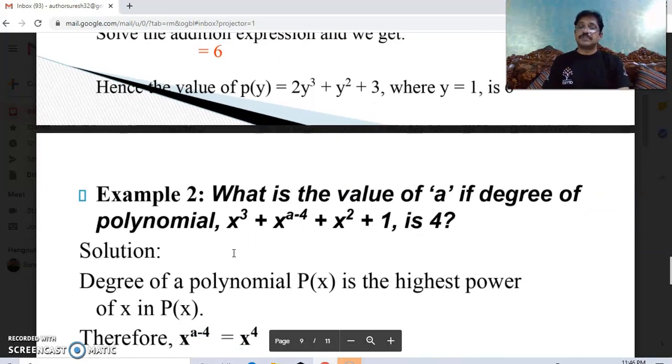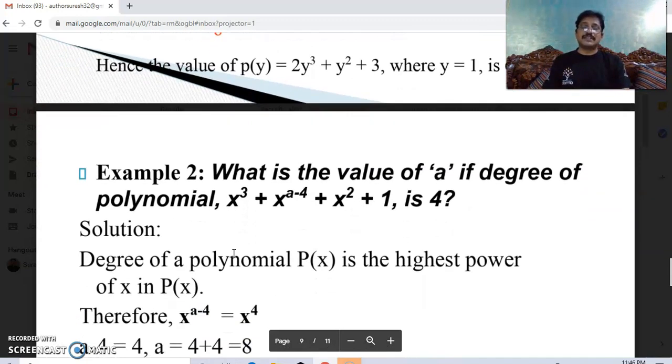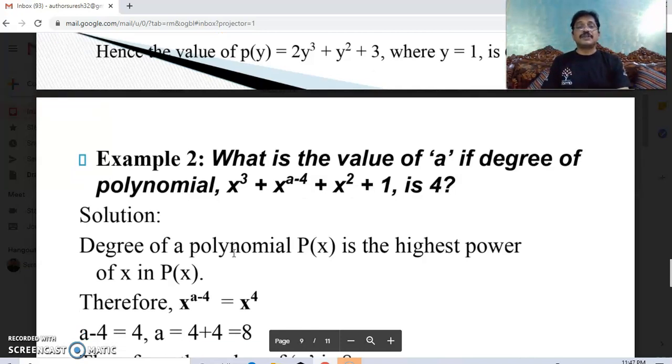Take your reference or class works, whatever it may be, and write the question. What is the value of a if the degree of the polynomial x cube plus x to the power a minus 4 plus x square plus 1 is 4? So are you copying this one?